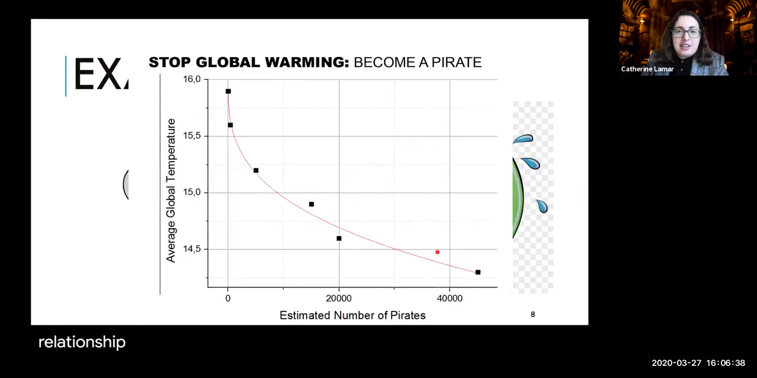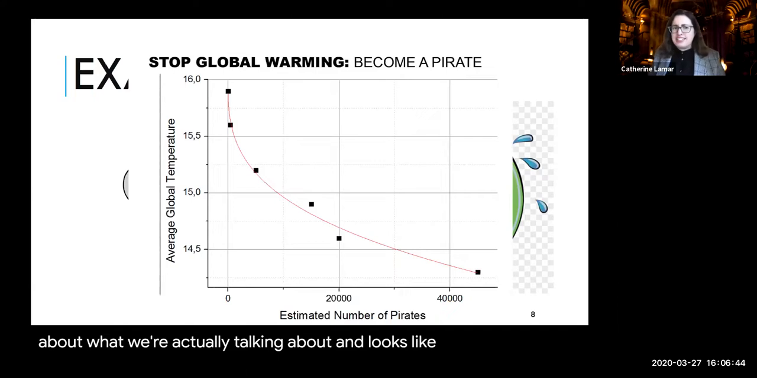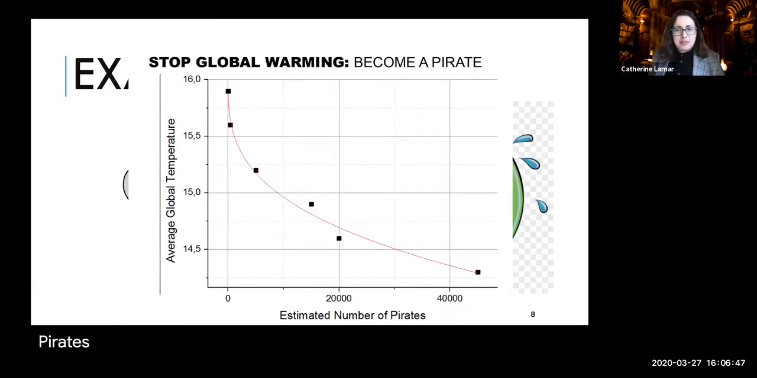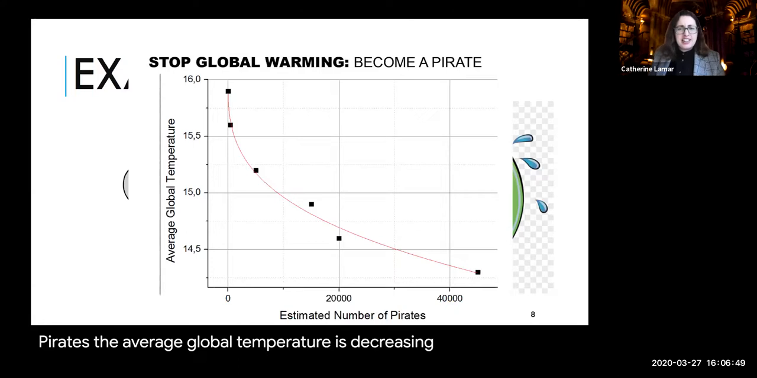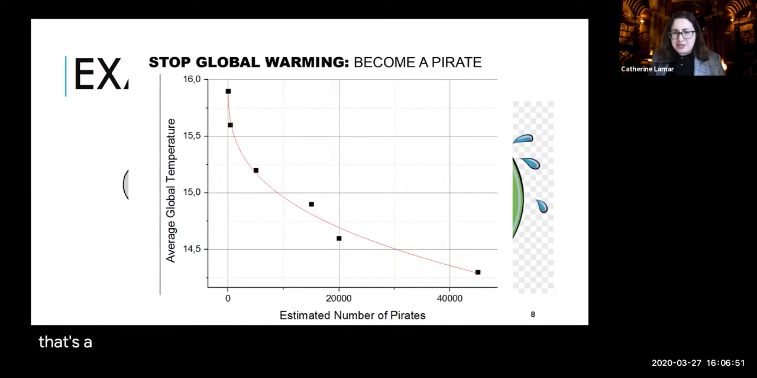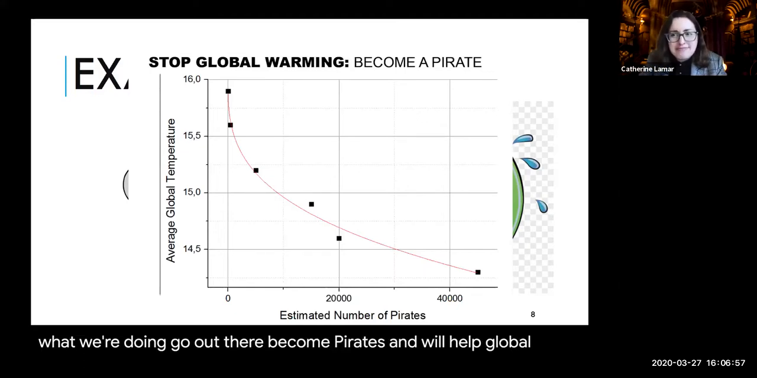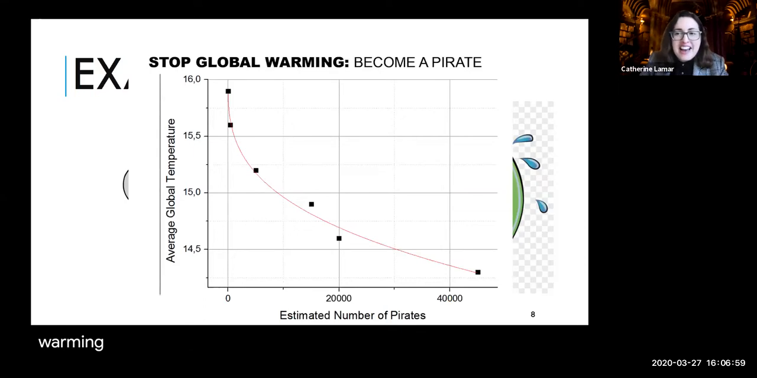Now looking at this though, I want you to think for a second about what we're actually talking about. It looks like as there are more pirates, the average global temperature is decreasing. So do you think that's a causal relationship? Do you think that everyone should just stop what we're doing, go out there, become pirates, and we'll help global warming? Probably not. But you know, I mean, if you want to take that up, okay.